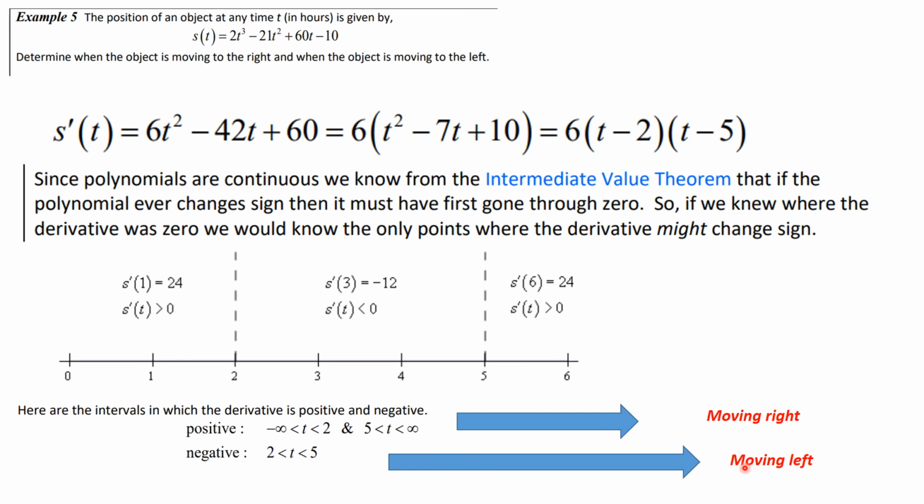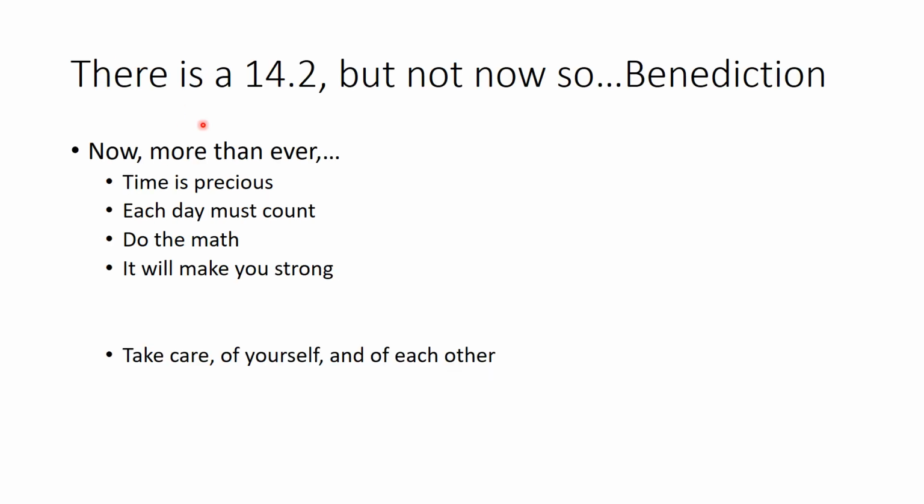An interesting question for me to ask, I'm not going to do it right now though, would be how far did it go from 0 to 7 or something? How far did it travel? And counting left and right would still be distance that it would be traveling. There is a 14.2, but I'm closing now.